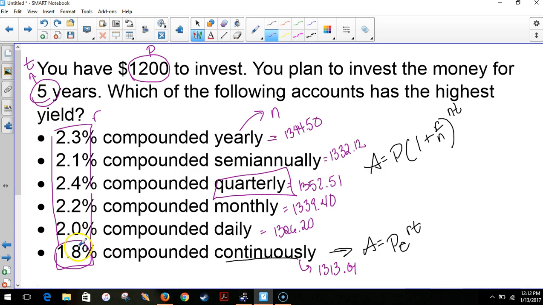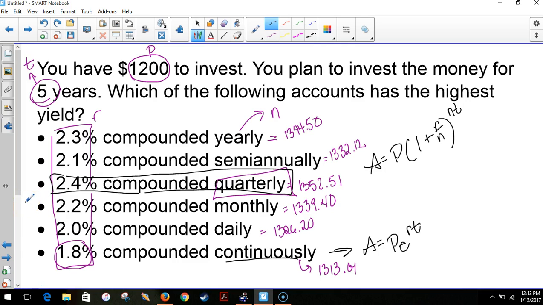It's that this portion of the rate is being distributed amongst an infinite amount of compounds. And so it may seem like a good thing to have as many compounds as possible, but that also means that you're not getting as much interest each time. And so time, as in years past, is going to really be the player that creates the most interest for you. So our highest yield is our quarterly. 2.4% compounded quarterly will give me $1352, so that's where I'm going to go ahead and put my money in.